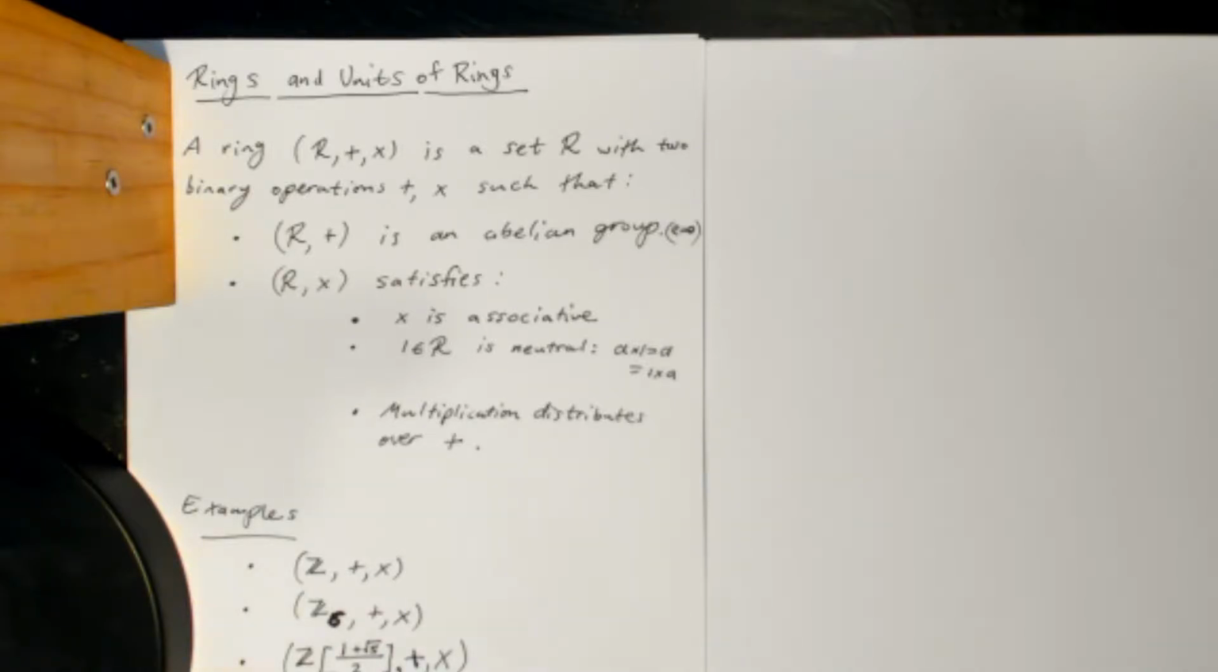Okay, welcome. This is our second session on algebra and number theory. And today we're going to look at rings and several examples of rings and a concept called units.